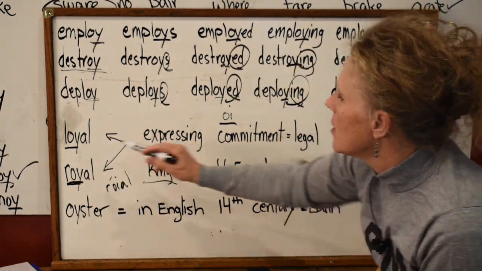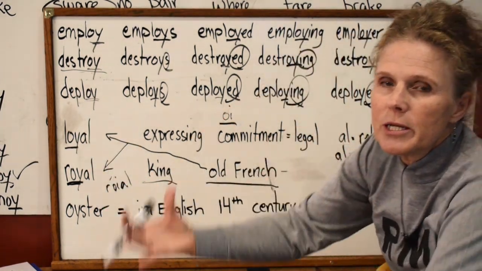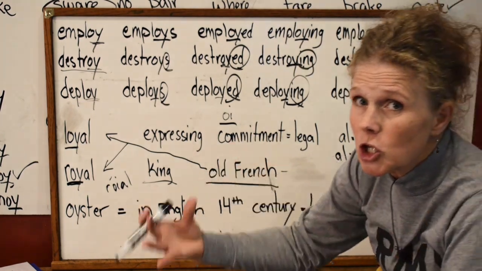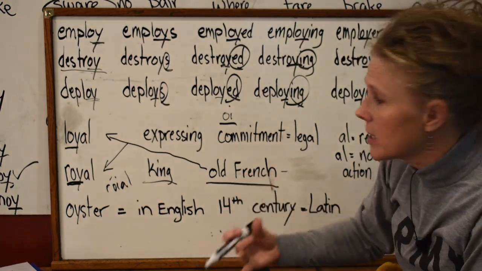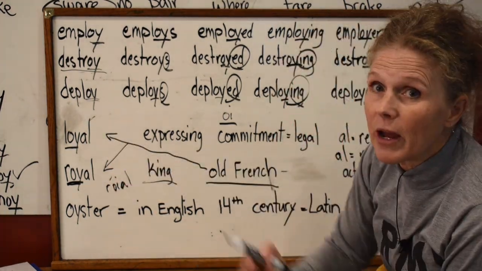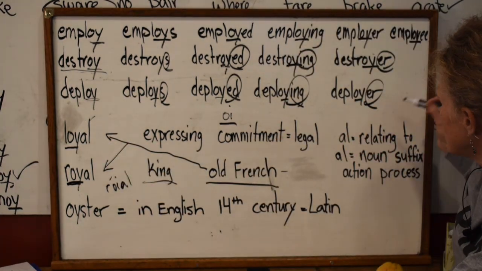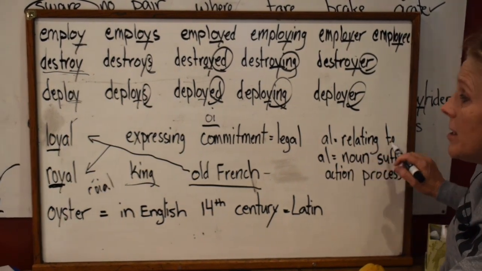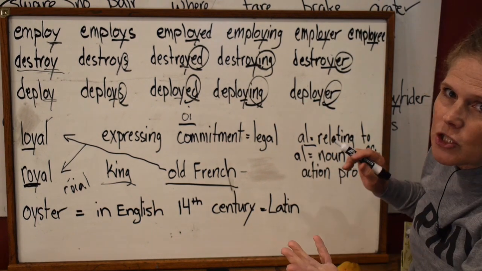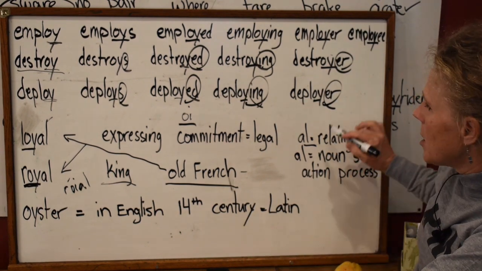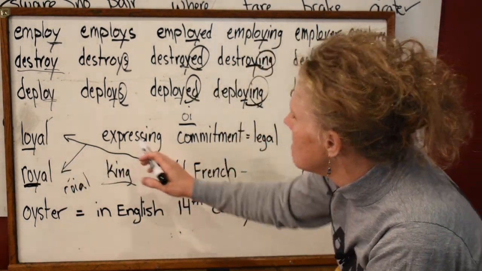If you can remember, these are old French words that are put into the English language because the French conquered the English, and so a lot of French words are in the English language, and these are two that really stuck. Then they used the suffix AL to mean something. AL means you're relating to. That's what AL means. It has actually different meanings, but you're relating it to a commitment.